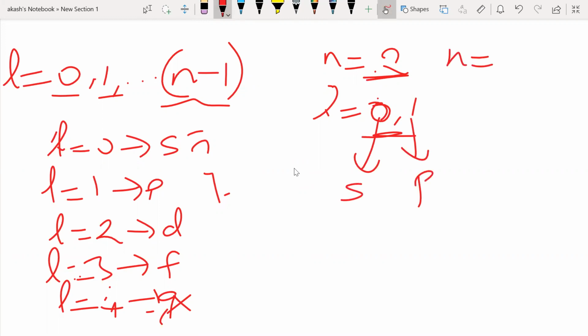Same way, if I had n is equal to 1, L is equal to 0 is the only possibility. That means in the first shell, I can have only S orbital. So hope you understand. That's why I have 1s, then I don't have 1p. I have 2s, 2p, but no 2d. When I go to 3, I have 3s, 3p, 3d, but no 3f, right? But when I go for 4, all the three are available. S, P, D, F, all are available. Okay, right? So obviously this answers the question of what is the azimuthal quantum number.